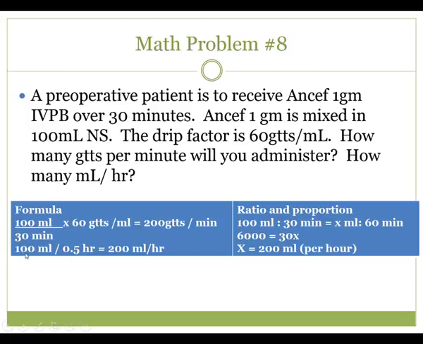Or you could use, for your mils per hour, you could say 100 mils over half an hour is 200 mils an hour. For your ratio and proportion, you would just say 100 mils in 30 minutes is the same thing as X mils in 60 minutes. Solve for X, and that comes out to 200 mils is what you're going to be given in an hour. If you're given 100 mils in 30 minutes, you'll set the pump for 200 mils per hour.